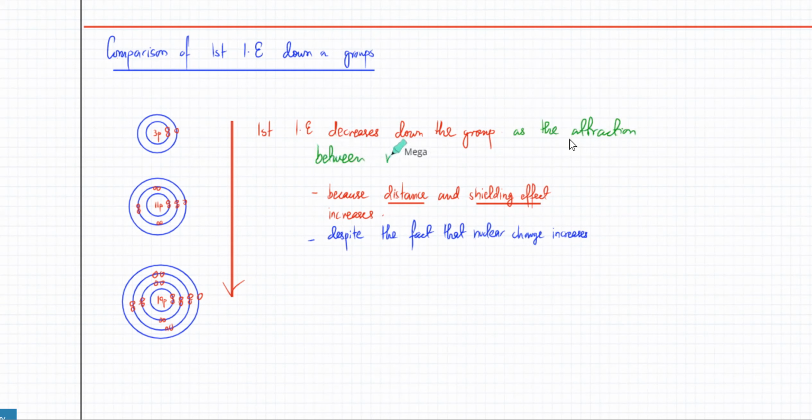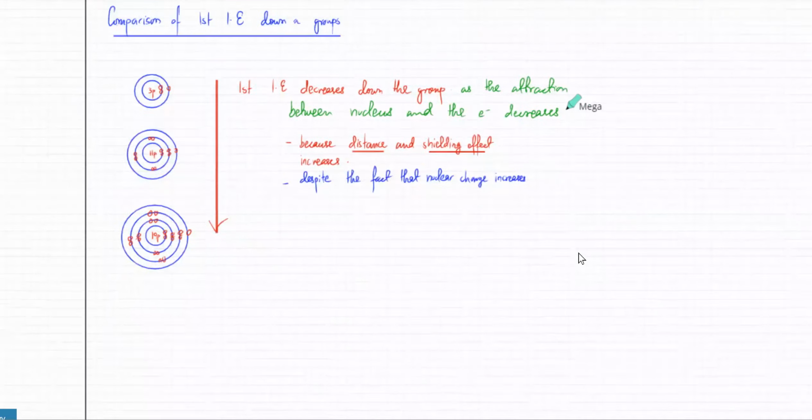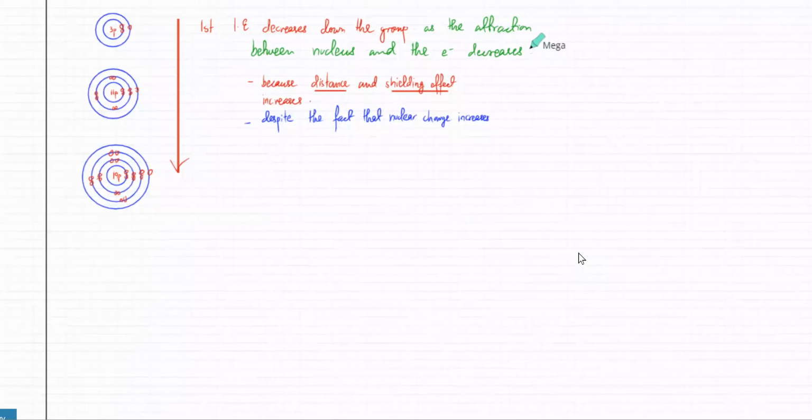Every time you write this, add this statement whenever you're talking about ionization energy and it decreases. Always mention that the attraction between the nucleus and the electron decreases. And why does it decrease? Because the distance and the shielding effect increase, despite the fact that nuclear charge increases. So they always give 1 mark for this very specific statement in the recent marking schemes.